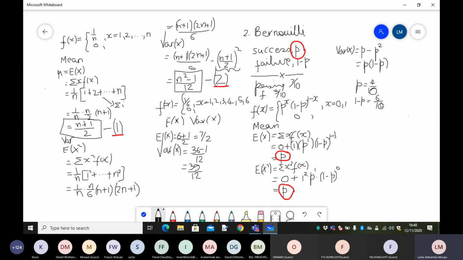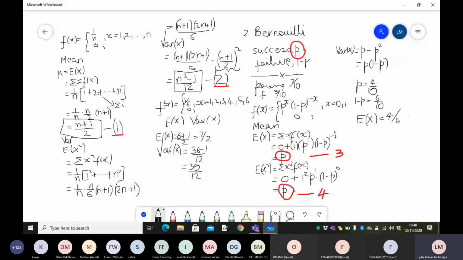So now we can get expectation of X from equation 3. Let me call that 3, and this other one, let's call it 4. From equation 3, we can see that expectation of X is given by p, the probability of success. Therefore, in this example, expectation of X is equal to 4 over 10, which is the probability of success.